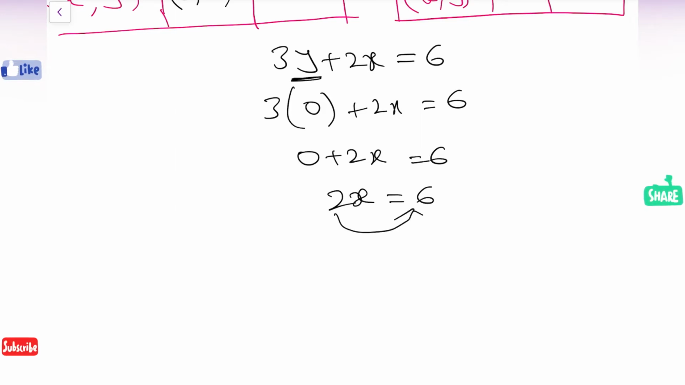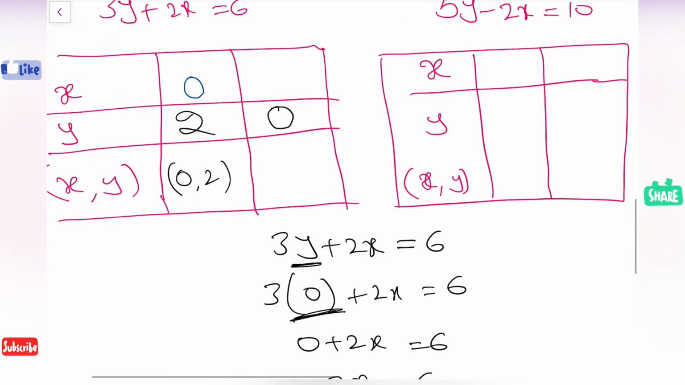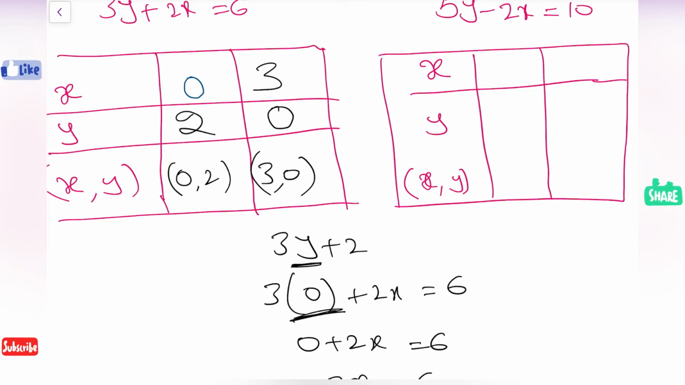If we take 2 to the other side, it will become division. So x is equal to 6 by 2. 2 ones are 2, 2 threes are 6. So x is equal to 3. It means when we substituted the y value as 0, we got the x value as 3. X value 3, y value 0, that we will write as 3 comma 0. These are the values for the first equation. Now let us move to the second equation.